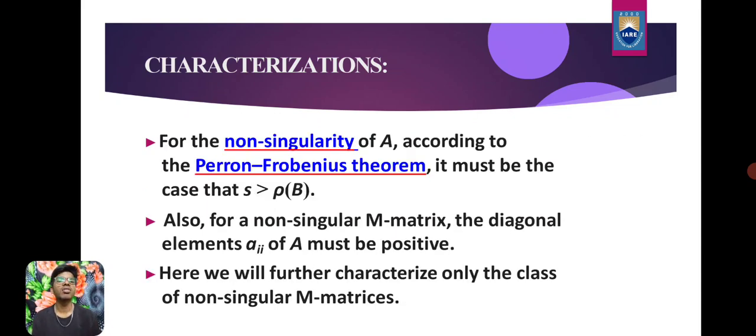For the non-singularity of A, according to the Perron-Frobenius theorem, it must be the case that shown here. Also, for a non-singular M matrix, the diagonal elements Aii of A must be positive. Here we will further characterize only the class of non-singular M matrices.